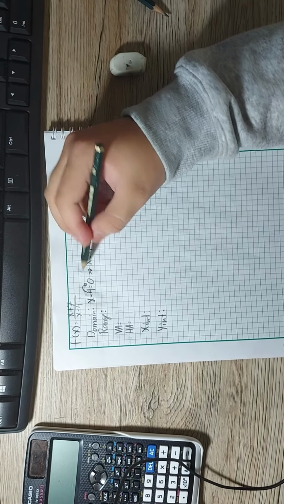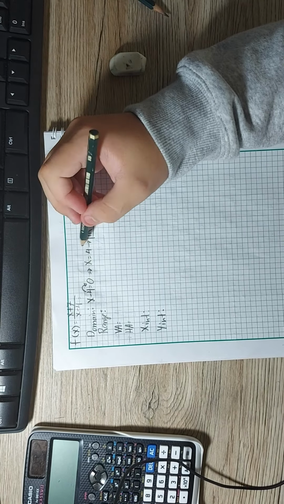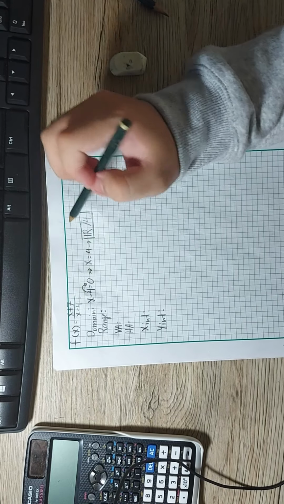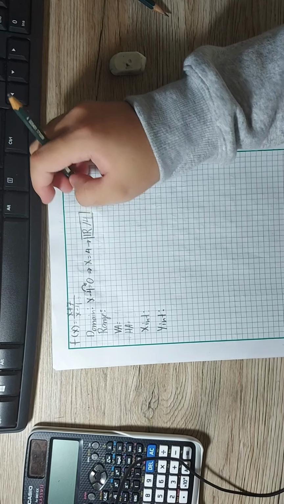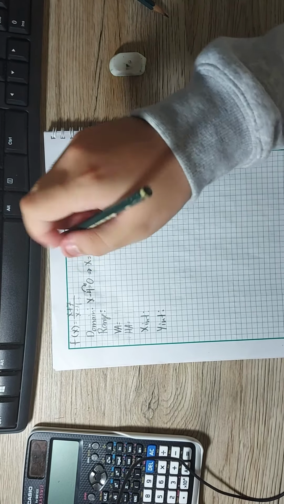That's why we're doing this, to find out what is not a valid point per se for the graph.